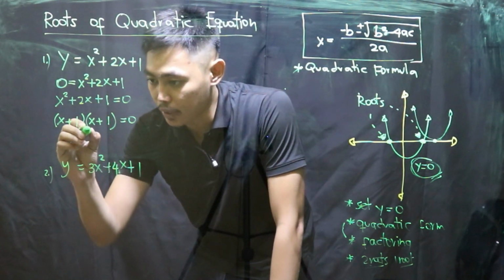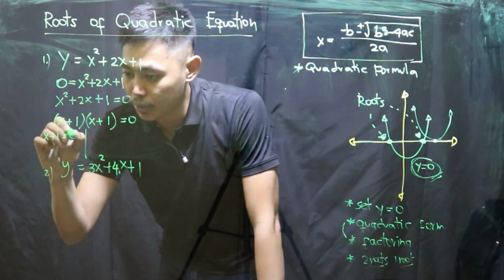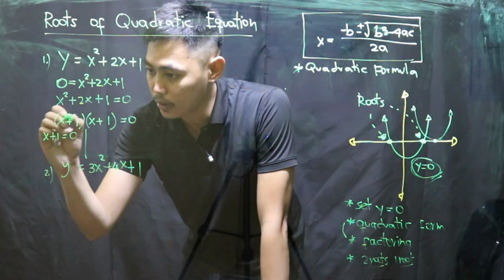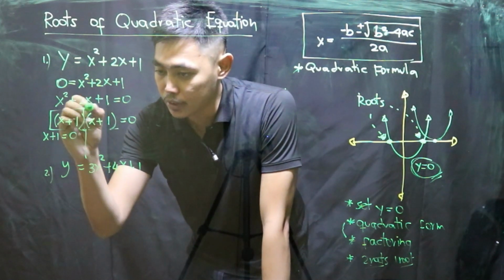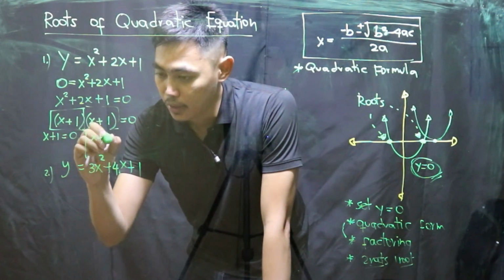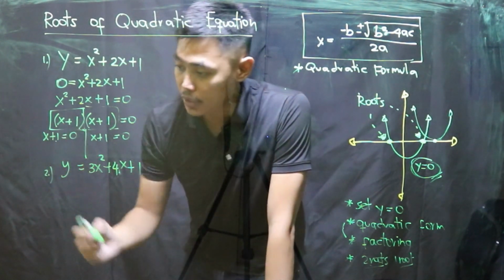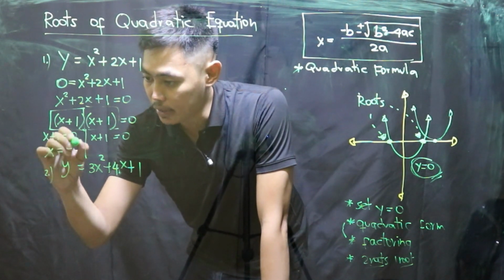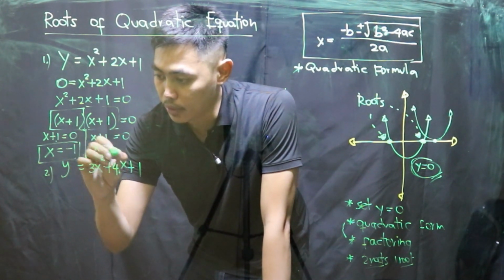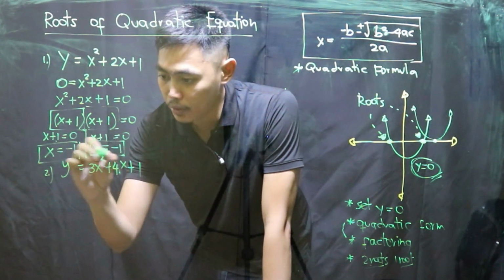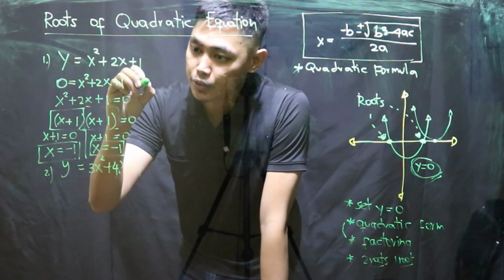The next thing that you will need to do is to separate this. So this is x plus 1 is equal to 0, and this is the first root. So the first factor is your first root, and the second factor is your second root. So x plus 1 is equal to 0, and then we will need to move 1 onto the other side, so it becomes negative. So you have x is equal to negative 1, and this one is also x is equal to negative 1.